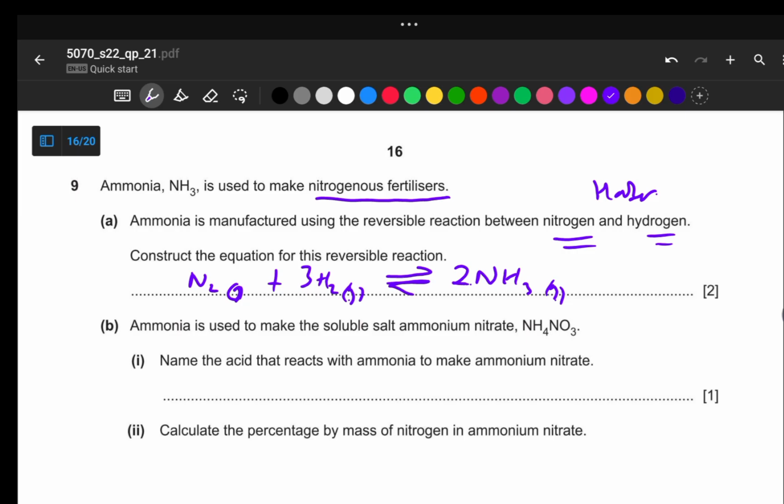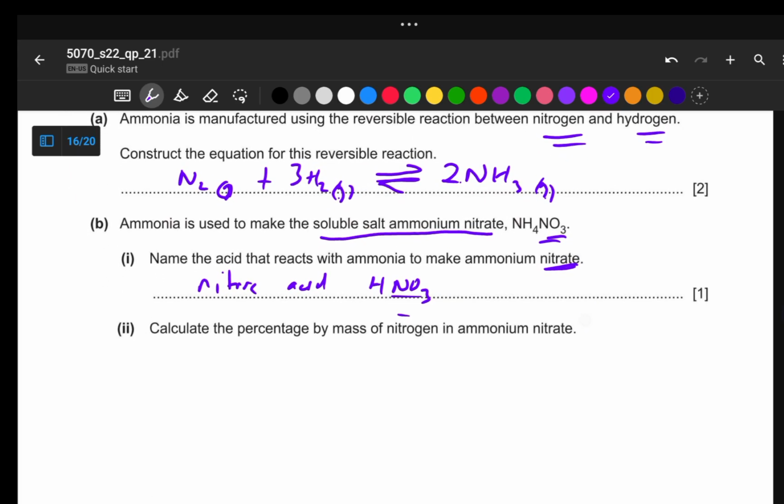And then ammonia is used to make the soluble salt ammonium nitrate, right? All nitrates are soluble, right? You must understand that. Name the acid that reacts with ammonia to make ammonium nitrate. So obviously we're going to react with an acid which will give the nitrate ion. So obviously we're going to react with nitric acid. This is the chemical formula for nitric acid. This one is the nitrate ion, right, as you can see.